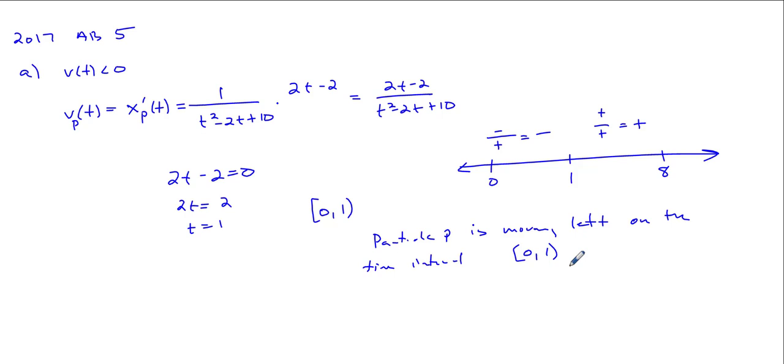However, I might not get the full points on part A. Why is that? Because V sub P of T is less than 0.